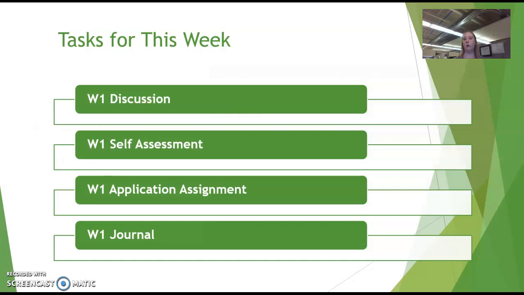So this week you have 4 tasks that are graded, and this is standard for most weeks with the exception of week 4 and week 8. So you have a week 1 discussion, a week 1 self-assessment, a week 1 application assignment, and a week 1 journal. So there's 4 things that you're turning in each week. So make sure that you are aware of that and you're doing all of those things.